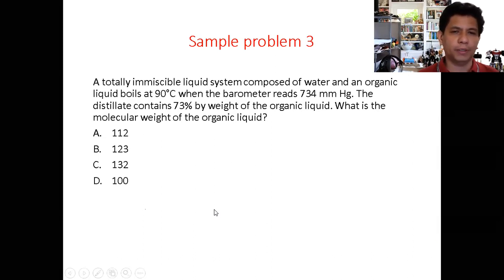Sample problem number 3. A totally immiscible liquid system composed of water and an organic liquid boils at 90 degrees Celsius when the barometer reads 734 millimeter mercury. The distillate contains 73% by weight organic liquid. The question is, what is the molecular weight of the organic liquid? For this particular problem, you need to find the vapor pressure of water at 90 degrees Celsius using a steam table.